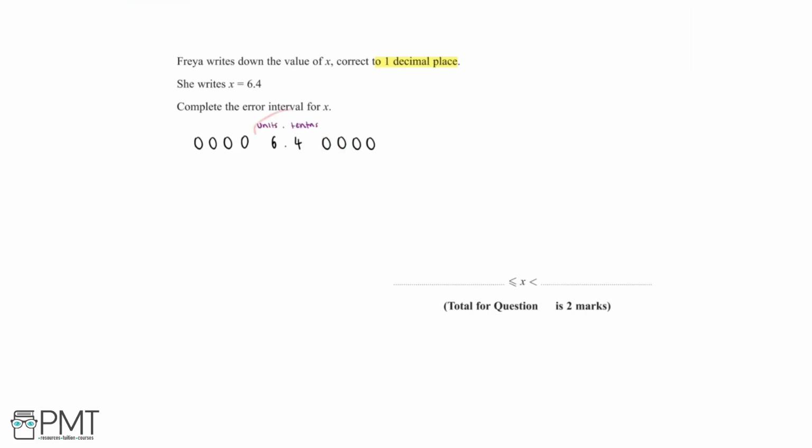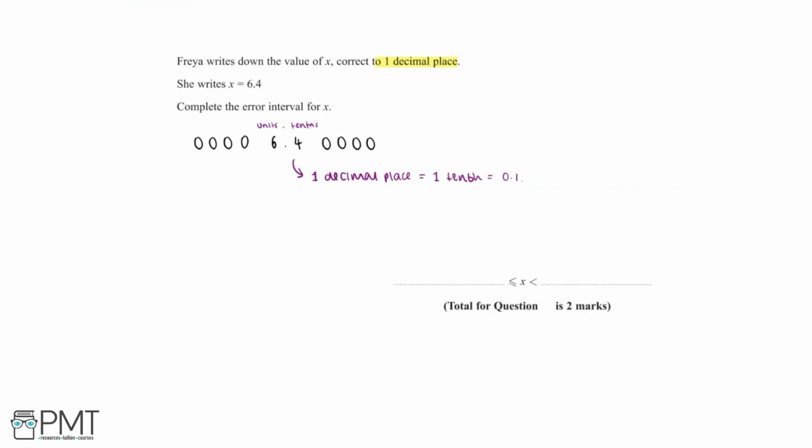But we just need to focus on the numbers that we have. We have 6 and 4. We said that 6 is a unit, and 4 is a tenth. Now to find the error interval, we need to use the value that it was rounded to. We're told that Freya writes down the value of x correct to one decimal place, so we need the place value of one decimal place. That would be this number over here, because 4 has been rounded to one decimal place. The place value of the number 4 is 1/10th, and so one decimal place is equal to 1/10th, which is equal to 0.1.